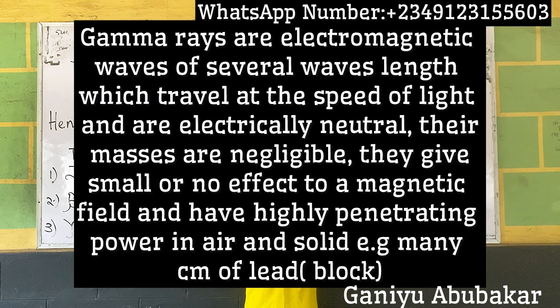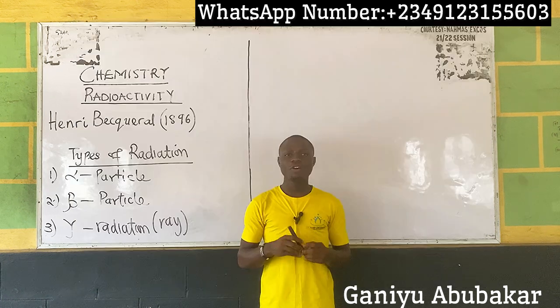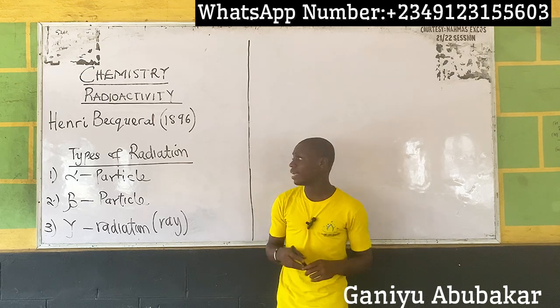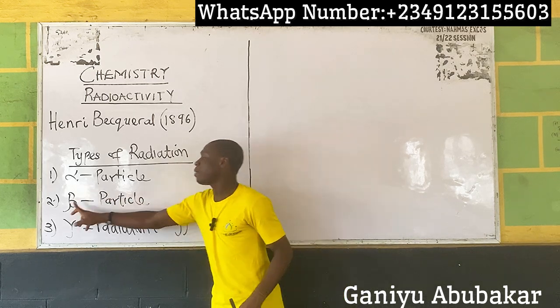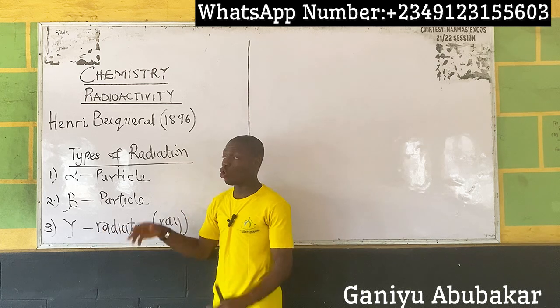Gamma rays are electromagnetic waves of several wavelengths which travel at the speed of light and are electrically neutral. Their masses are negligible. They give small or no effect to a magnetic field and have highly penetrating power in air and solid, for example, many centimeters of lead block. Alright, that's basically the concept behind alpha particle, beta particle, and gamma radiation or gamma ray.